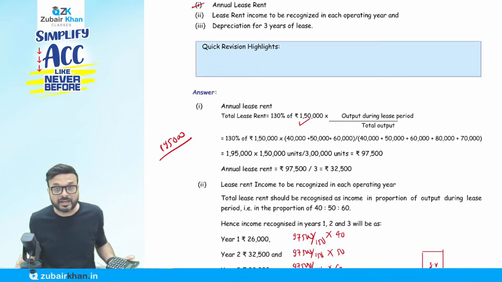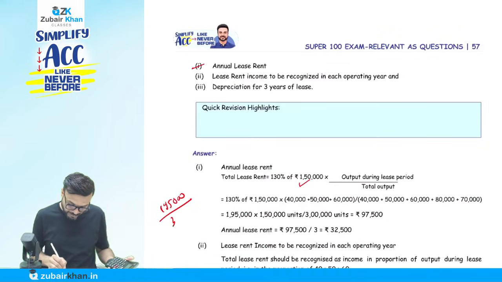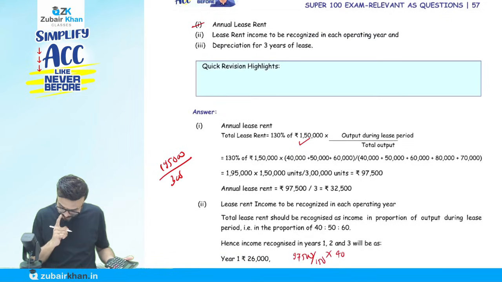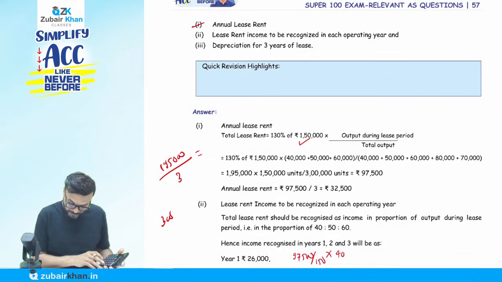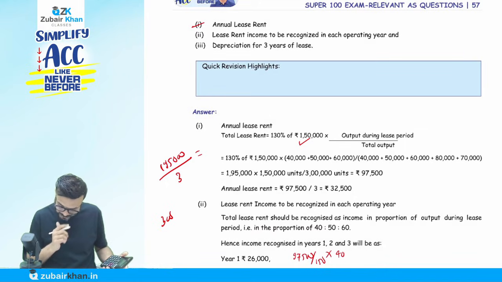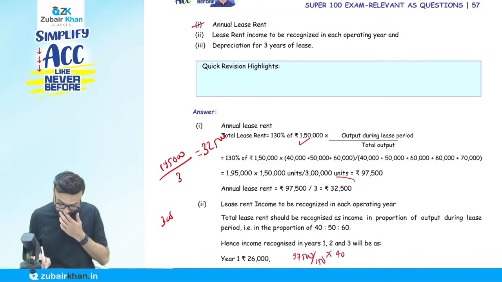1,95,000 divided by the total output. Total output, if you see, 40 plus 50, 90 plus 60, 150 plus 80, 230 plus 70, 300. So divided by 300. But first they ask for the annual lease rental, so divided by just the 3 years. So divided by 3, how much is it coming? 1,95,000 divided by 3 is 32,500, the annual lease rental.